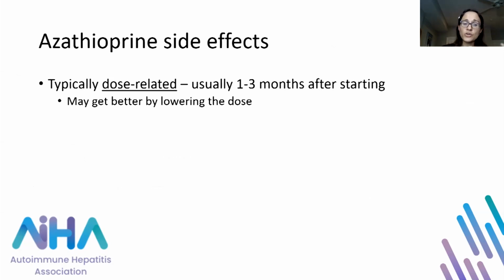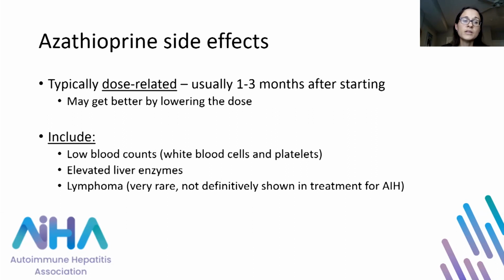The dose-related side effects usually occur about 1 to 3 months after starting, so a little bit later. And these may actually get a little bit better when you lower the dose. And they can include low blood counts, so in particular, low white blood cell counts and low platelet counts. You can also have elevated liver enzymes from azathioprine, although usually it's mild.